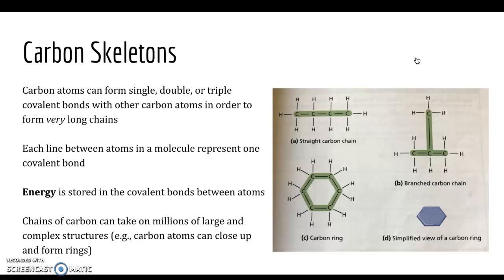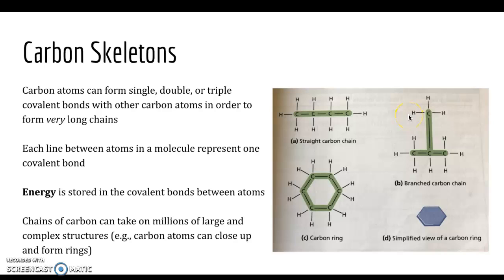So, because carbon can form up to 4 bonds, these large biomolecules often have long chains of carbon. Like I just said, carbon atoms can form single, double, or triple covalent bonds with other carbon atoms in order to form these really long chains. So I have given you a couple pictures of these carbon chains right here. These are referred to as carbon skeletons.